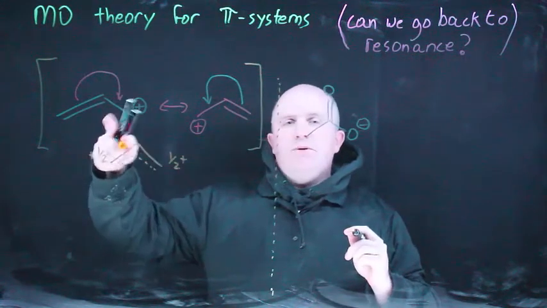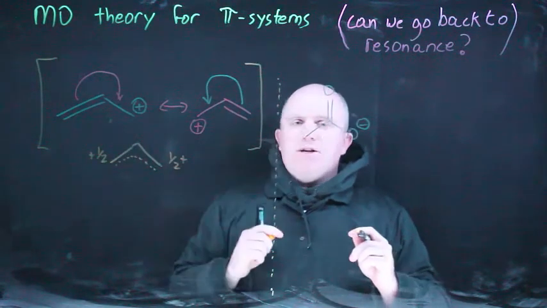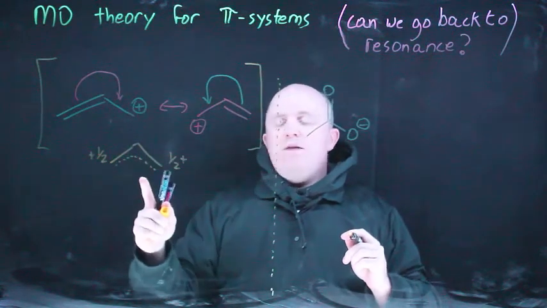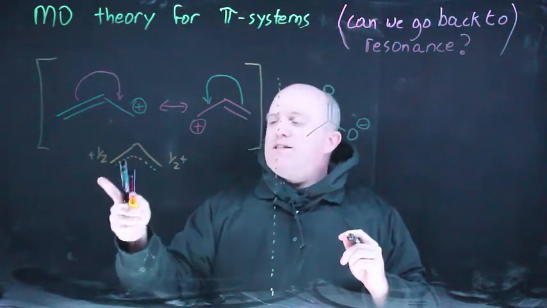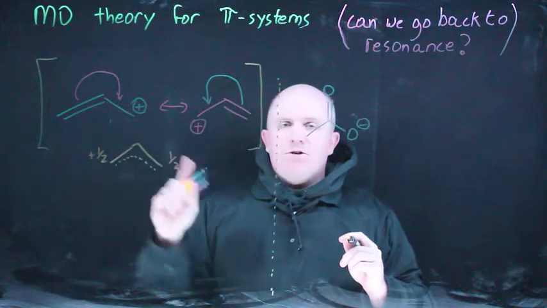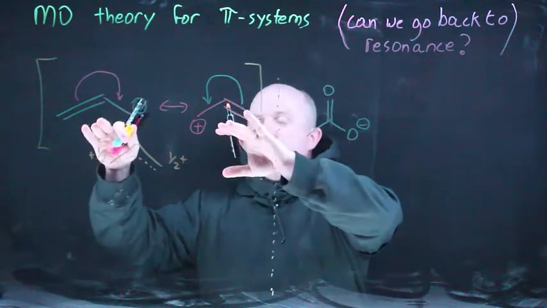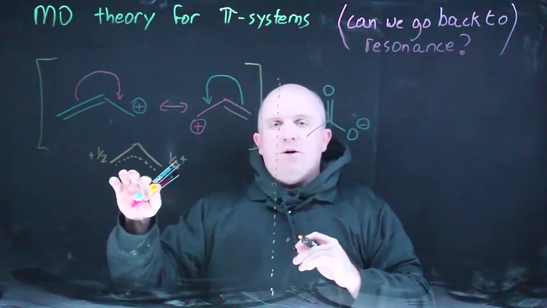In other words, the blue picture isn't correct, the red picture isn't correct, they're both resonance contributors, but the actual resonance hybrid in the way the molecule behaves is something rather more like this. This is of course not a valid Lewis structure. It is, however, the weighted average of both Lewis structures. This is more what the molecule looks like.